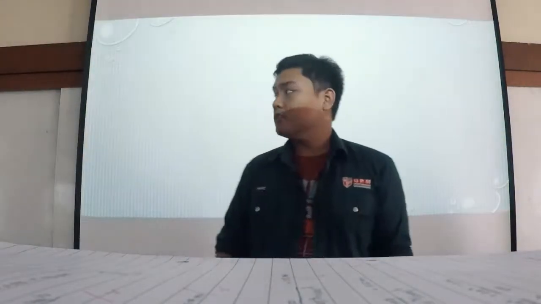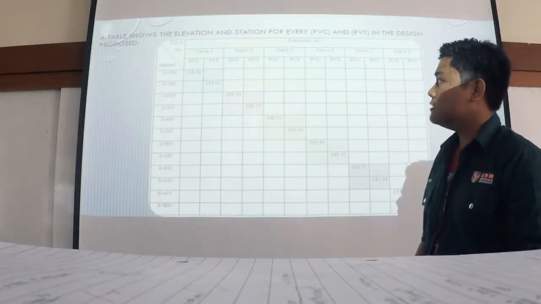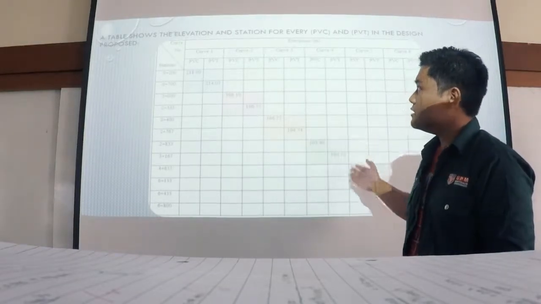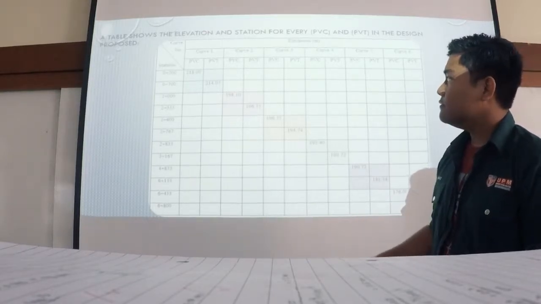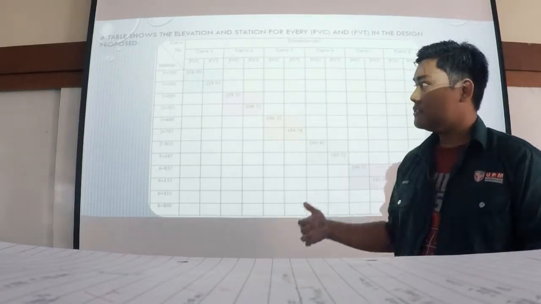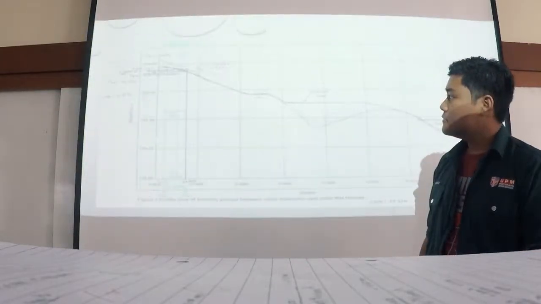Yes, I will talk about the vertical alignment. Okay, this is what we summarize the curve that we have. We have 6 stations, first the curve 1 until the curve 6.